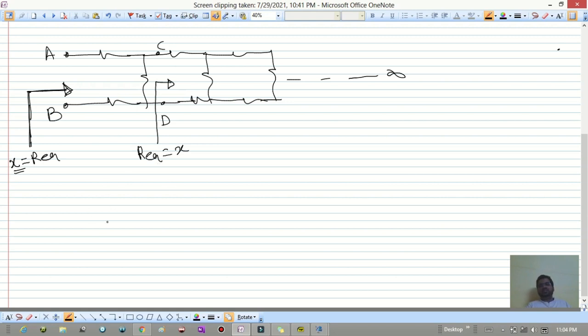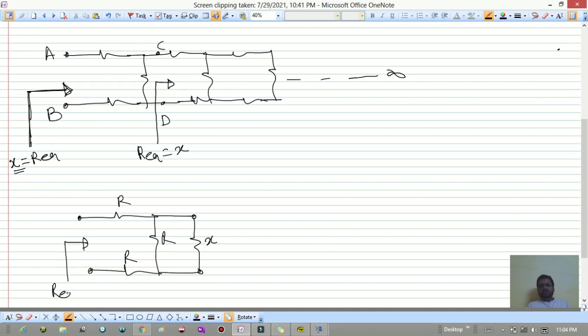So we can redraw the circuit, and it will be: this is R, this is R, this is R, and between C and D points we have the R equivalent, and that is X. This R equivalent is still there, and that is X only. So what is the combination of these two? It is parallel, so XR divided by X plus R, plus this R and this R, they are in series, so it will become 2R, is equal to X. Why? Because it is R equivalent.